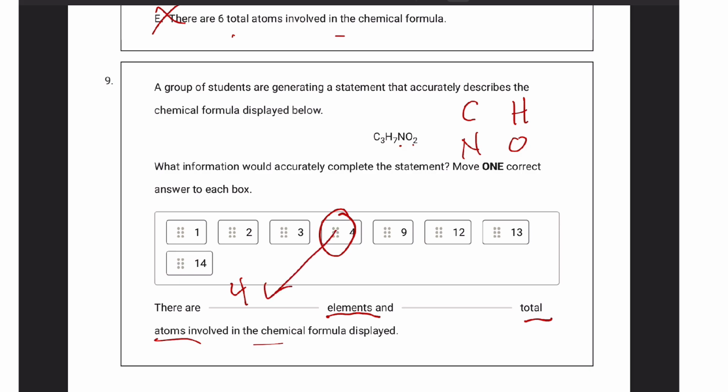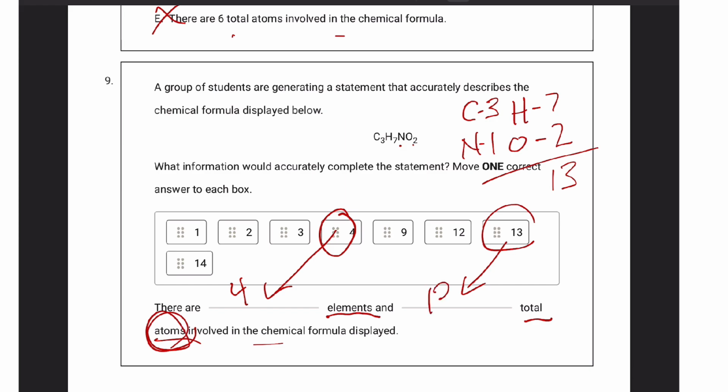How many atoms do we have? How many atoms of C did we have? We had 3. How many hydrogens? We had 7. How many nitrogens? There's 1. And how many oxygens? There's 2. So 3 plus 1 is 4, plus 7 more is 11, plus 2 more is a total of 13. So you take that one and drag it down there.